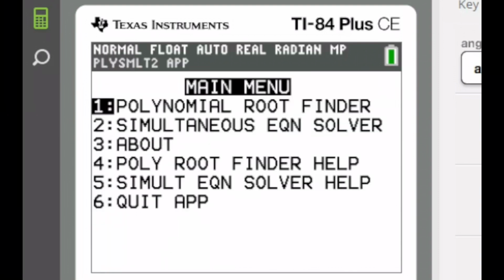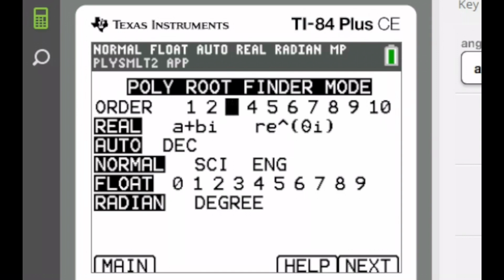Here is the main menu. We can choose the first option, Polynomial Root Finder. Every time we are going to solve the polynomial equation f(x) equals 0, we will be able to have some settings here. For this video, we will have some examples related to quadratic equations and cubic equations.